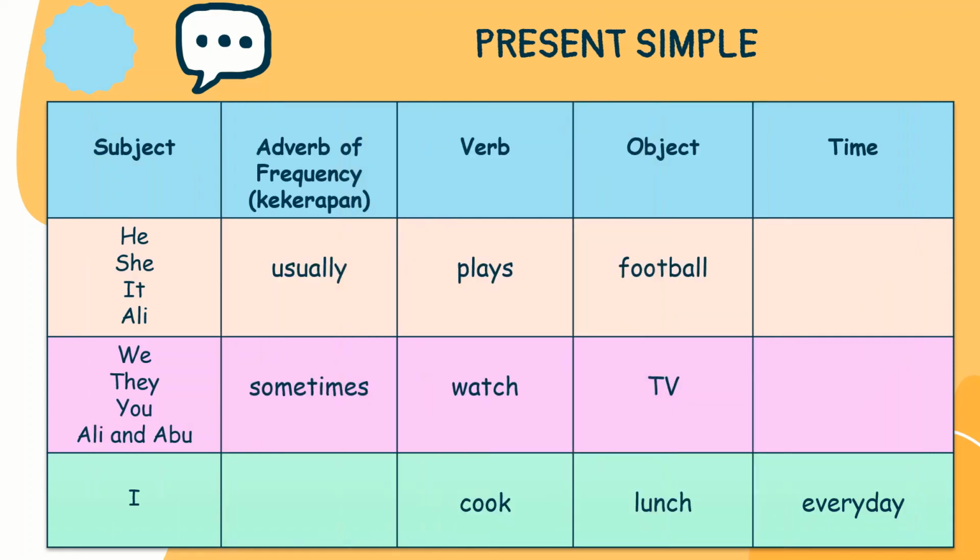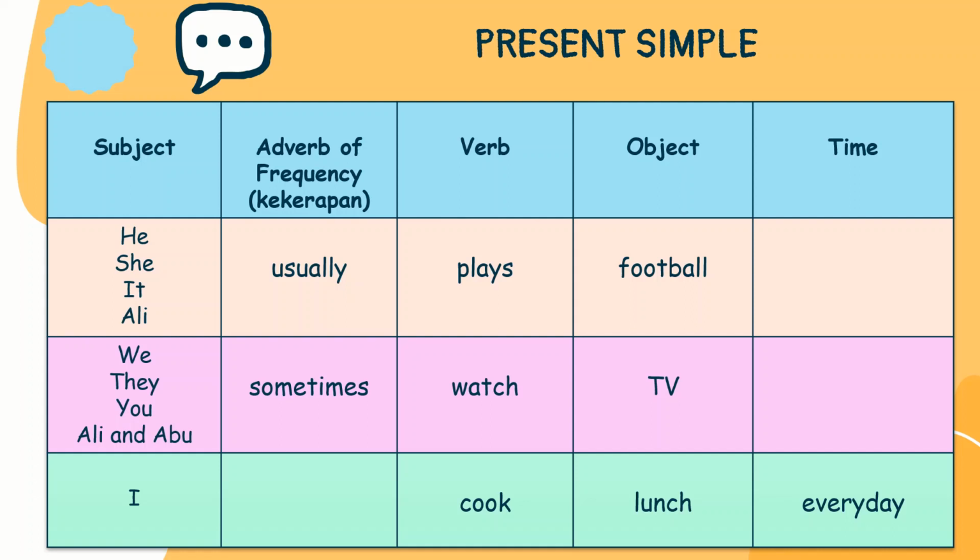So for present simple tense, these are the things that you need to have in a sentence. You can use either adverb of frequency or time in a sentence. For example, he usually plays football, or she usually plays football. For group number 2, we sometimes watch TV, they sometimes watch TV. So we do not add s or es to the verb for the second and third group.